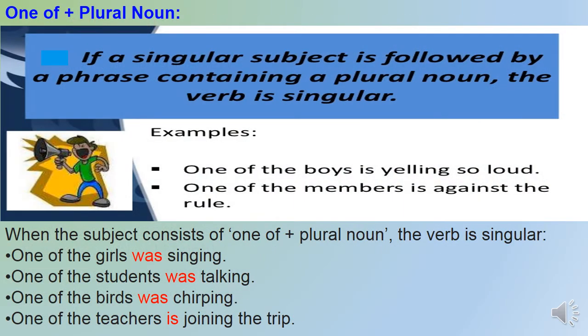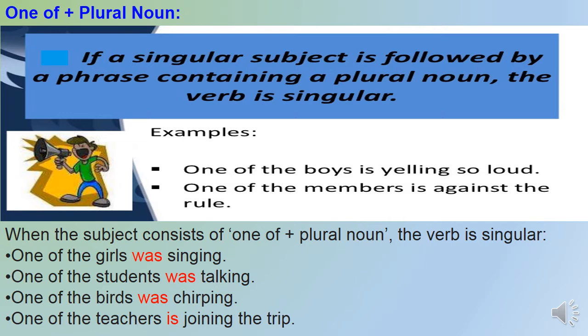The next one is if a singular subject is followed by a phrase containing a plural noun, the verb is singular. You can see this with an example. One of the boys. So here boys is a plural noun and that is followed by a singular verb because we are talking about one person among the boys. So it is always followed by a singular verb. One of the members is against the rule. So when the subject consists of one of plus the plural noun, the verb is always singular.